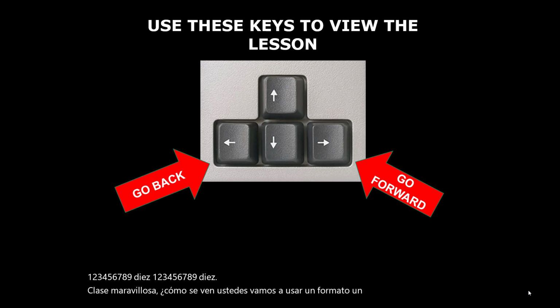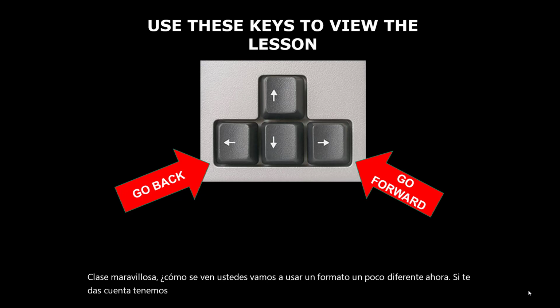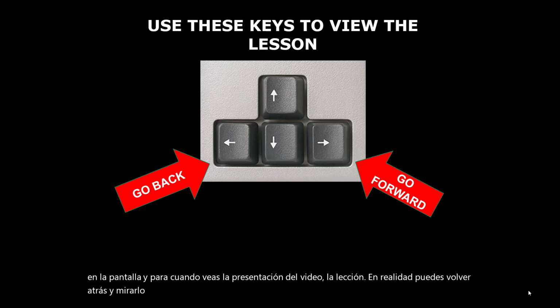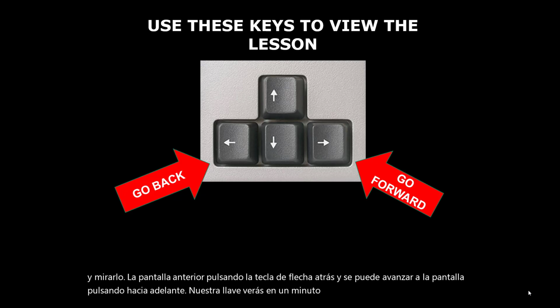If you notice, we got these buttons on the bottom of your keyboard, the same as on the screen. When you're watching the video presentation, the lesson, you can go back and look at the previous screen by hitting the back arrow key, and you can go forward a screen by hitting the forward arrow key. You'll see in a minute why that's important. Just remember back or forward. Let's get on with our lesson, okay? Go to the next screen here.